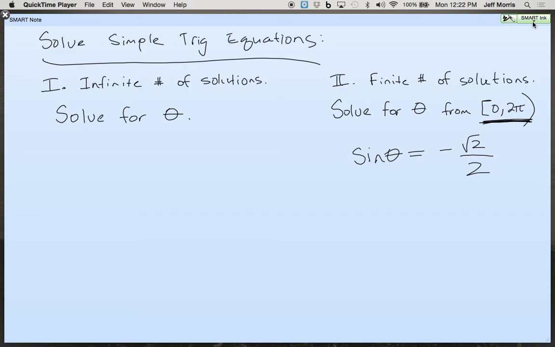This is the first thing you do. Can you tell me where sine's negative? Yep, tell me what quadrants it's negative in. 3 and 4. I would write that down first. Either write it down or make a mental note. You don't have to write it down.